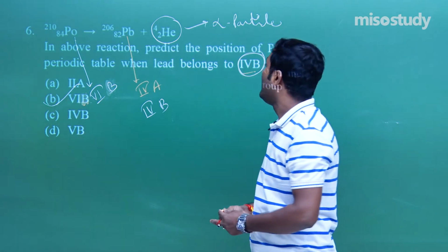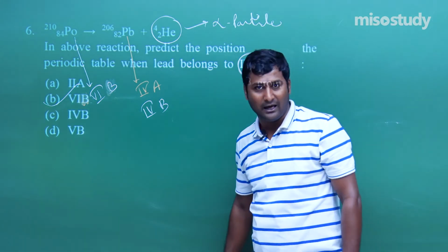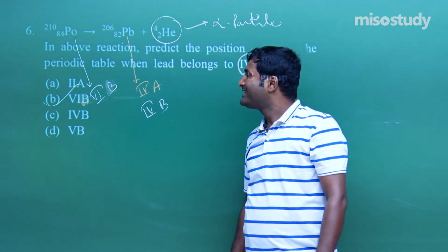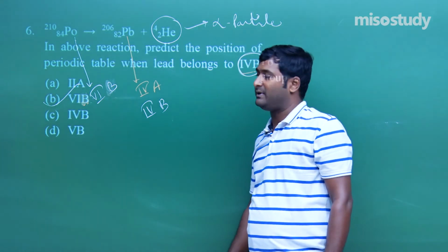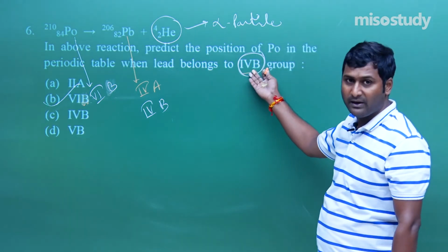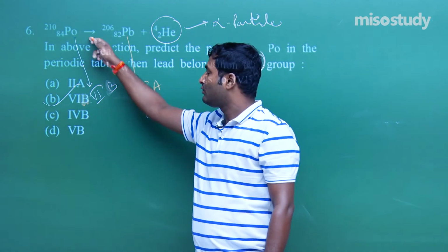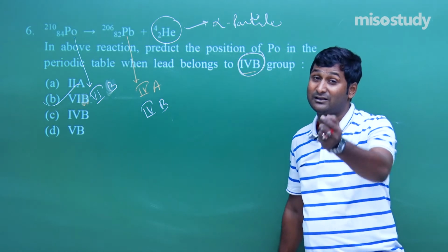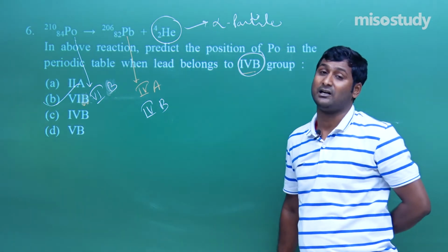But originally Pb belongs to 4A, am I right? And Po belongs to 6A, not 6B. But according to the question here 4B is given, so we'll write 6B. So for this question, B is the correct option, and the law is the group displacement law.